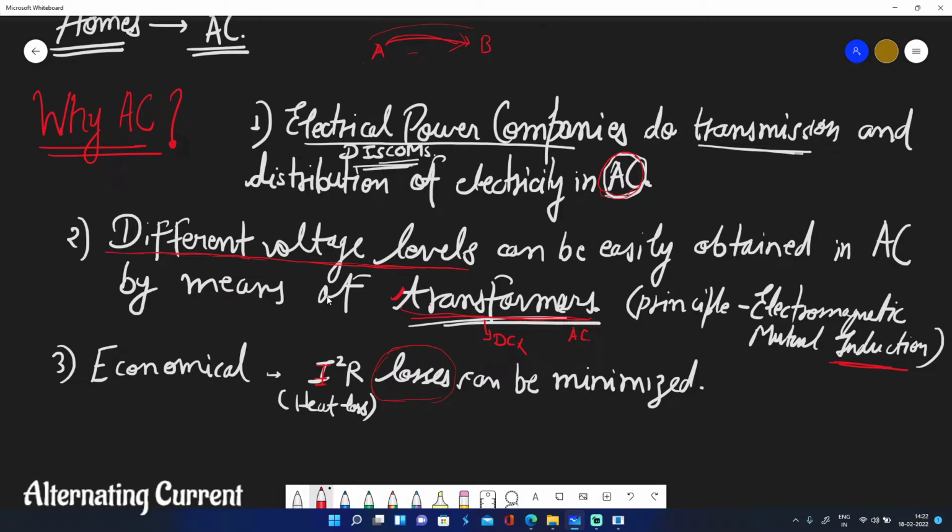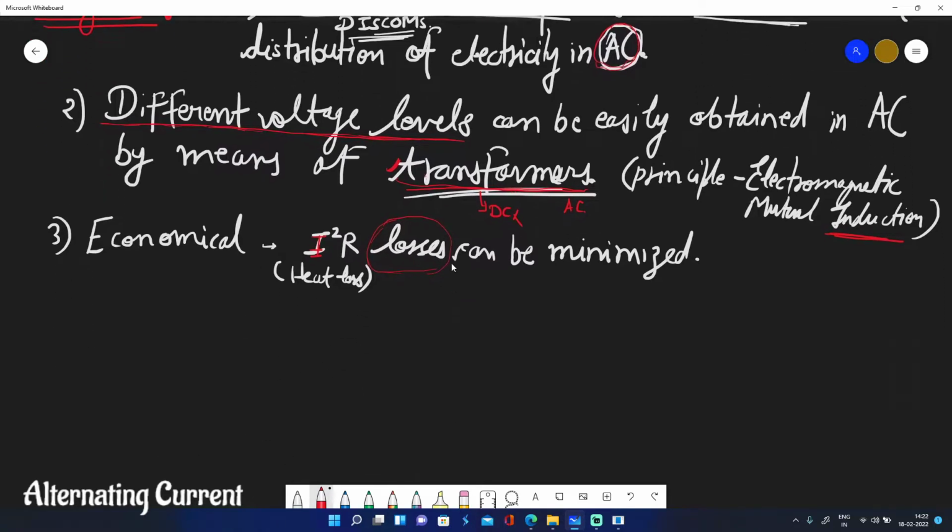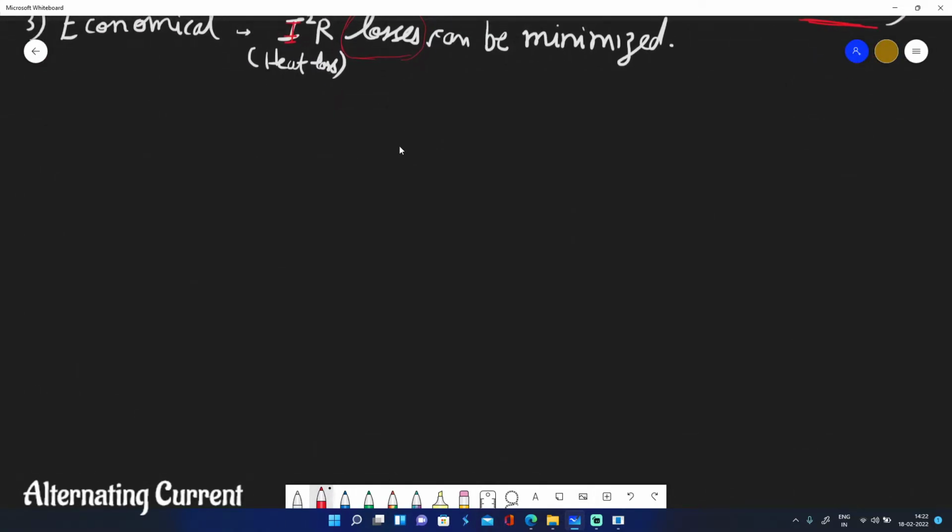Now, to understand how these different voltage levels can minimize the losses, we can understand it by this rough example, so that this can be understood well. If I tell you that power is equal to voltage into current, V into I, you know this.